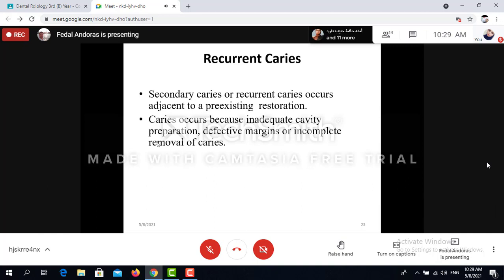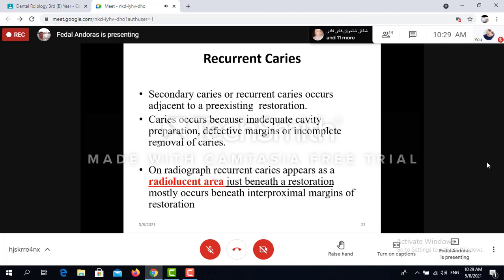So بقايا الكيريز أو الكيريز المعاد، تمام؟ On radiograph, recurrent caries appears as a radiolucent area just beneath a restoration. Whenever you see a restoration, there is a radiolucent area beneath it. So this will be managed or named as recurrent or secondary caries. It mostly occurs beneath the interproximal margin of the restoration.